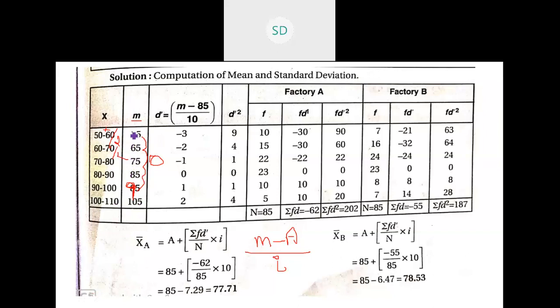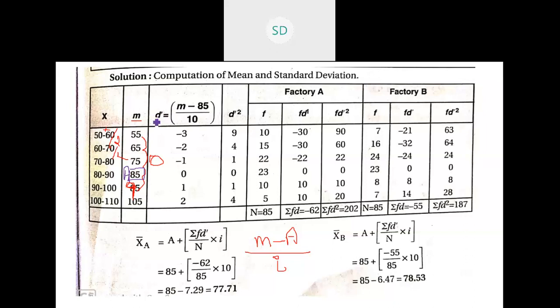So if you see, I'm just assuming 85 as the assumed mean. You can take any number. Again, midpoint, you can take assumed mean as any number. So I'm taking 85 as assumed mean. Now, let us consider that and solve the deviations.